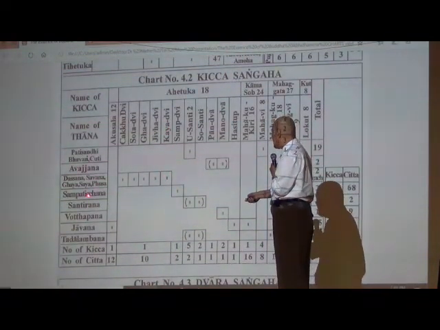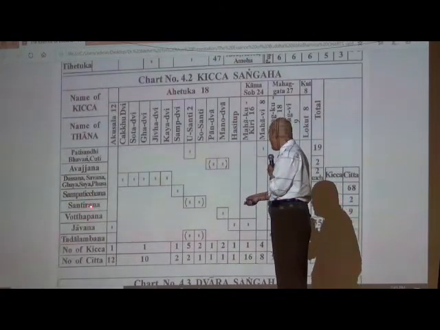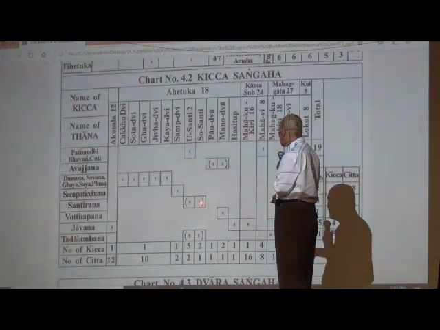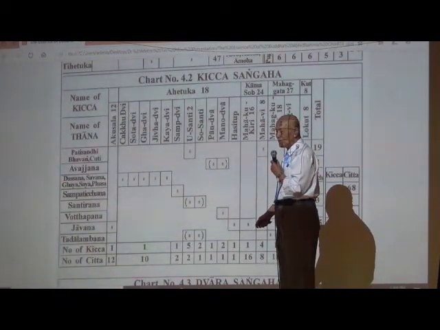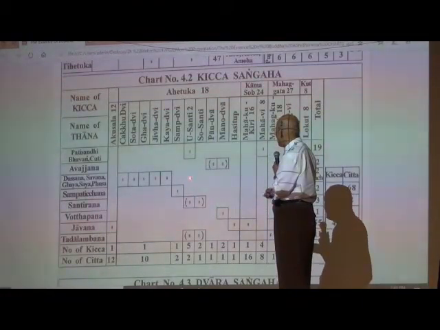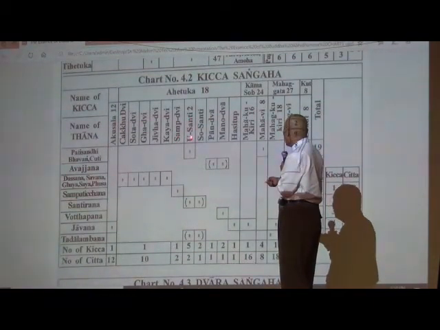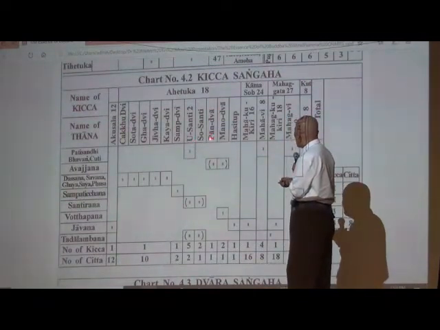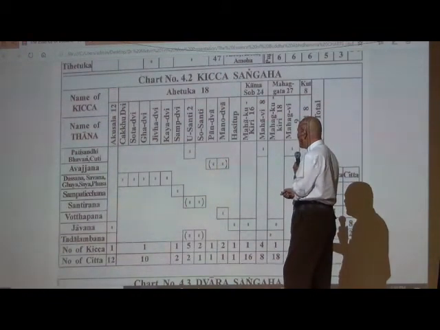And then sampaticchana, the receiving function, is performed by 2 sampaticchana chaita. Santirana, the investigating function, is performed by 3 santirana chaita. You should know these chaita from chart number 1. They belong to the rootless group; the sampaticchana and santirana come after these 5 consciousness: eye, ear, nose, tongue and body consciousness, and then we get sampaticchana consciousness and santirana consciousness. And then we get panca dvara vajjana and mano dvara vajjana. So they are in a row in chart number 1.